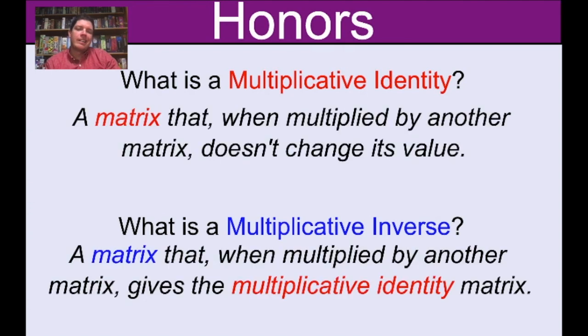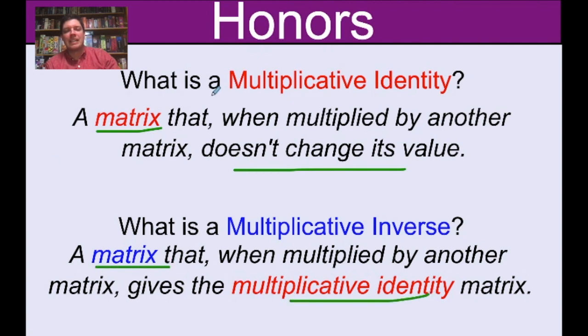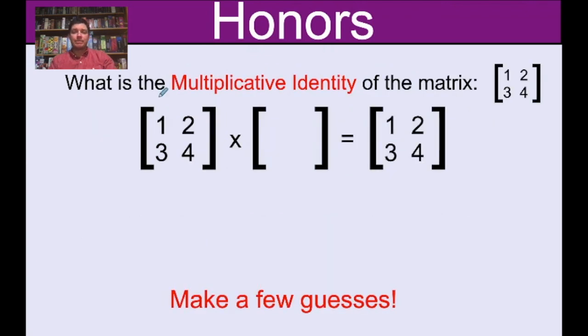So we can look at our definitions. It's not that exciting. Obviously we need a matrix that when we multiply it to another matrix, we don't change the original matrix. And for the inverse, we need a matrix that's going to give us this identity thing we'll talk about up here. So don't sweat that for a second. Let's focus on the identity.